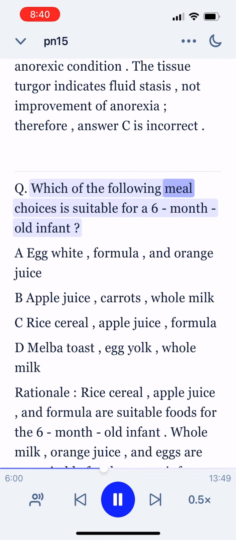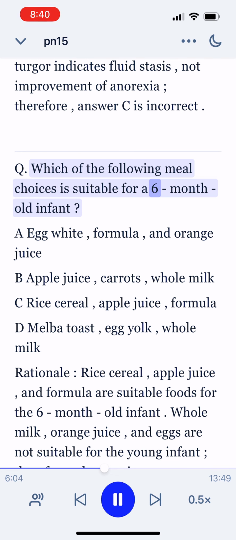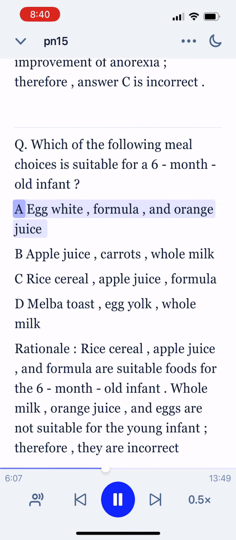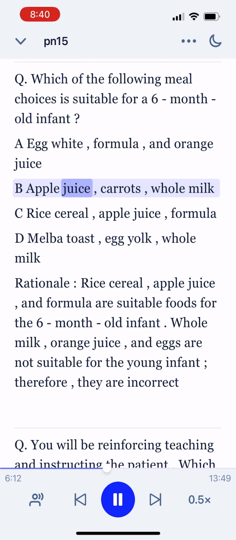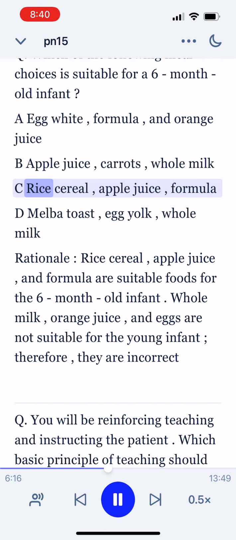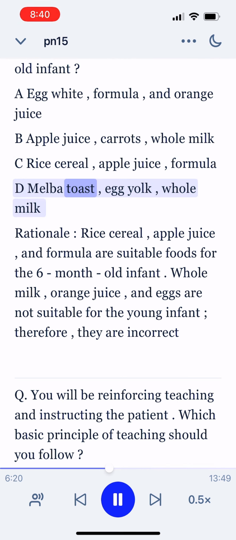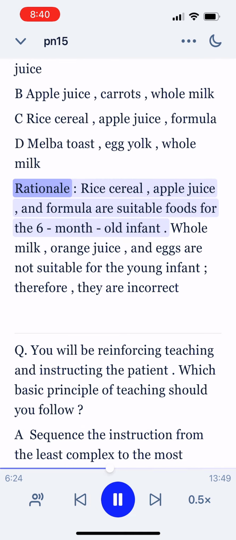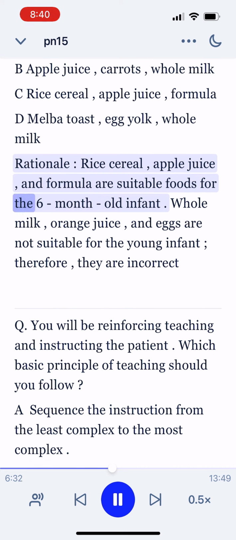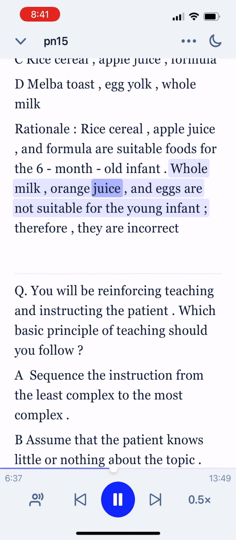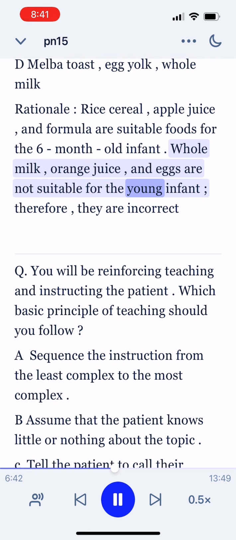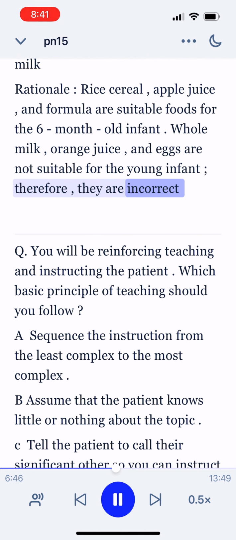Which of the following meal choices is suitable for a 6-month-old infant? A. Egg white, formula, and orange juice. B. Apple juice, carrots, whole milk. C. Rice cereal, apple juice, formula. D. Melba toast, egg yolk, whole milk. Rationale: rice cereal, apple juice, and formula are suitable foods for the 6-month-old infant. Whole milk, orange juice, and eggs are not suitable for the young infant, therefore, they are incorrect.